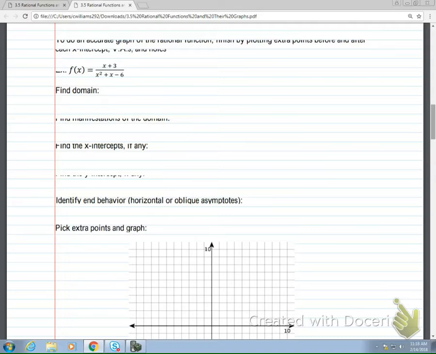But you want to get them from all the patches of the grid, you don't want to only pick points that are only right here. You want to go before that asymptote, after it, in and around all your features that you have. So that's all that means.